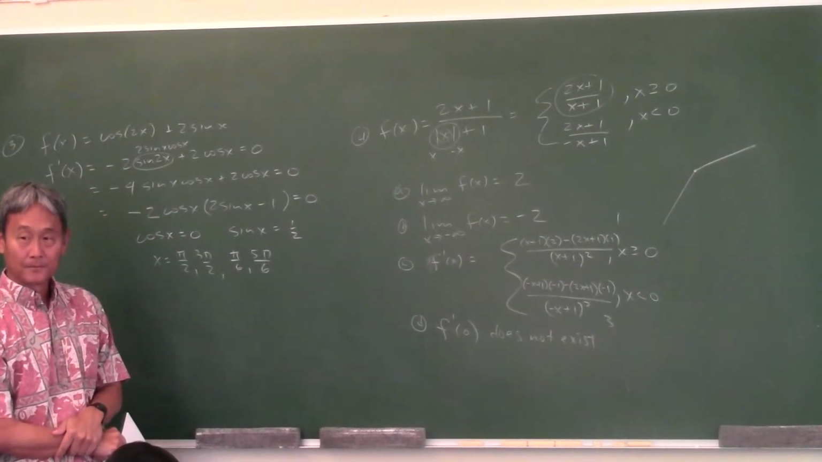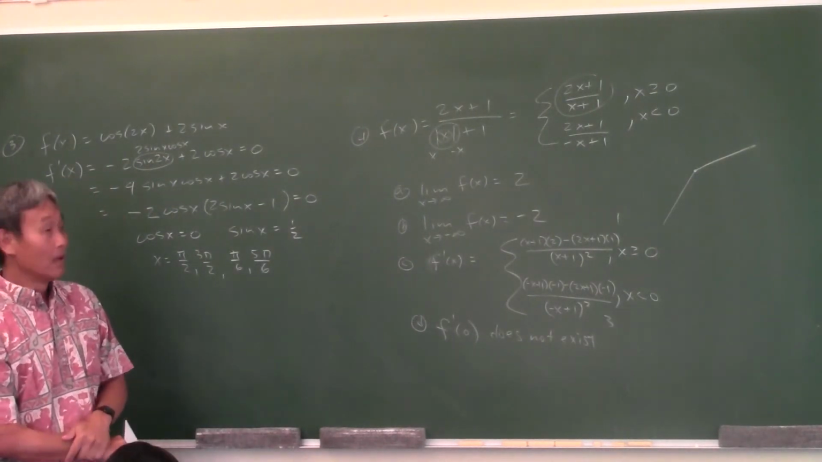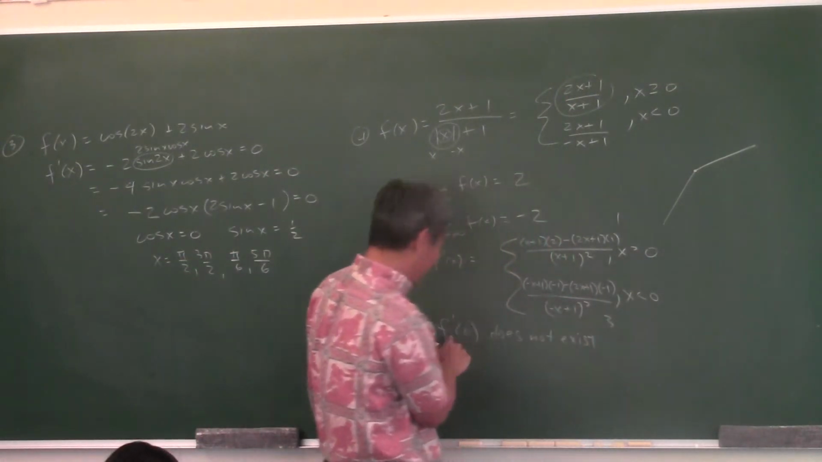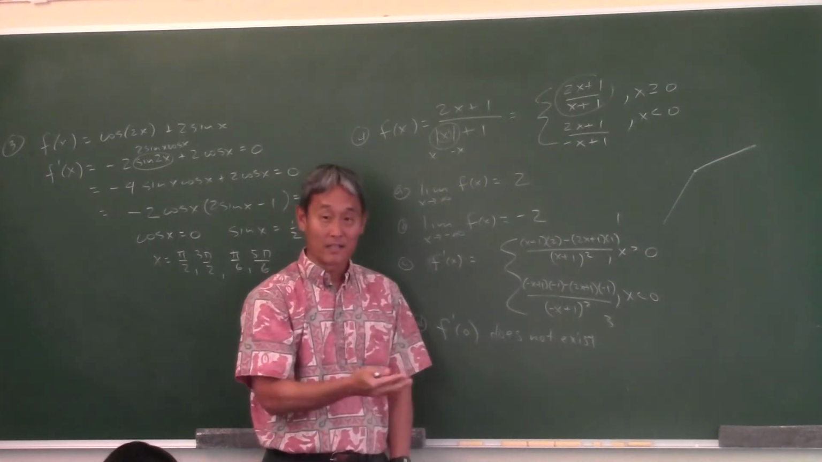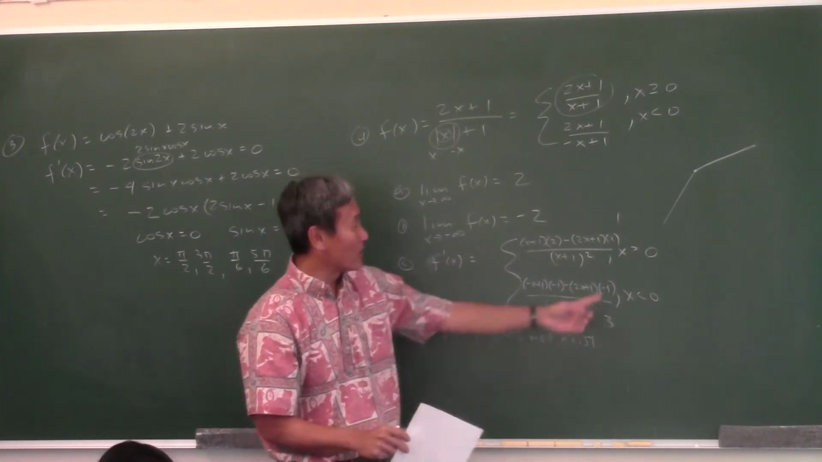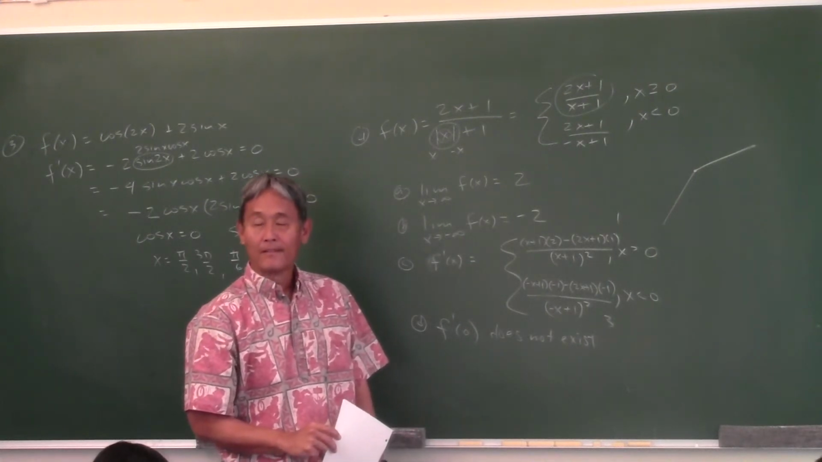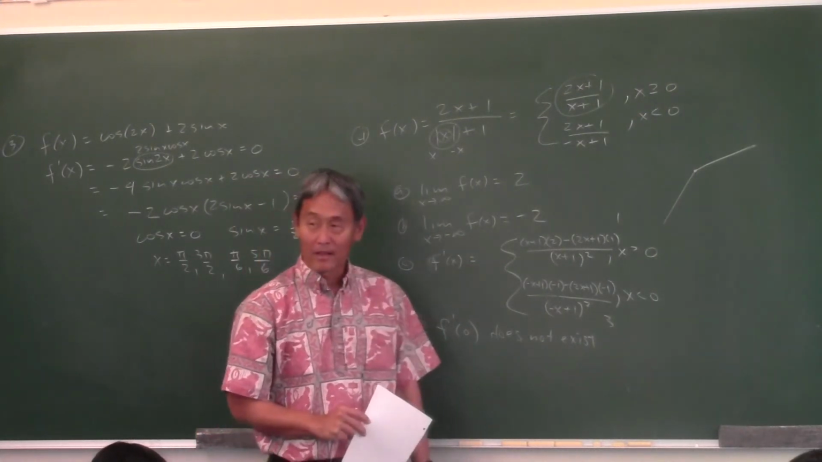Yes? How come the answer key doesn't include the equal sign? Okay, very good. How come it doesn't include this? That's because at 0, the derivative doesn't exist. And so that's why you can't include it, because it doesn't exist. Put it on the x. I don't think they will take off a point for that.